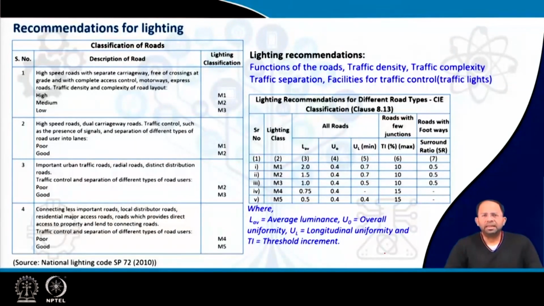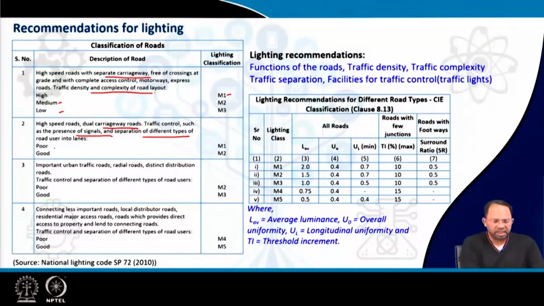Now, these are standard charts which are provided in the code. For different categories or classifications of roads, like separate carriageways or expressways, here you can see that based on traffic density and the complexity of the road layout, if it's very high, medium and low traffic density or complexity, then lighting classifications are given as M1, M2, M3 and so on. Now, if the road is a dual carriageway road, traffic control is there, like presence of signals, separation of different types of road users into different lanes, like pedestrian pathways, bicycle tracks, multiple lanes, high occupancy vehicle lanes and other sorts of lanes.